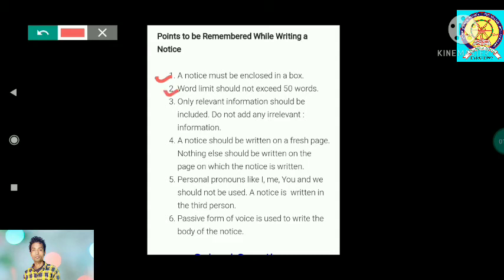Second one, word limit. A notice should not exceed 50 words. It should not contain more than 50 words.